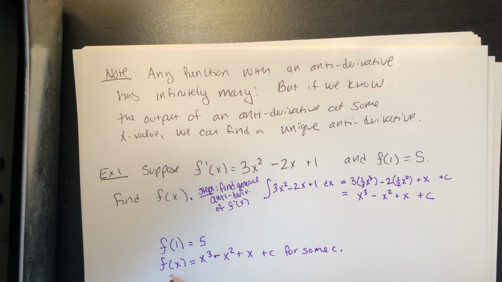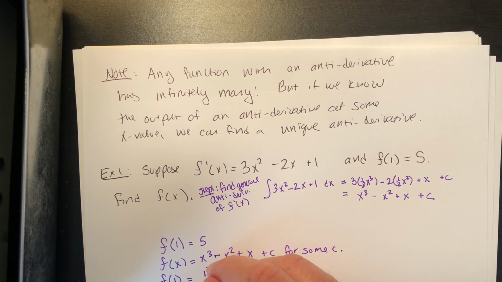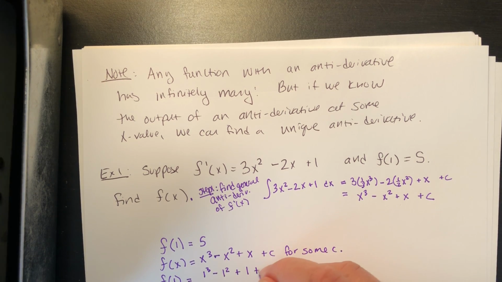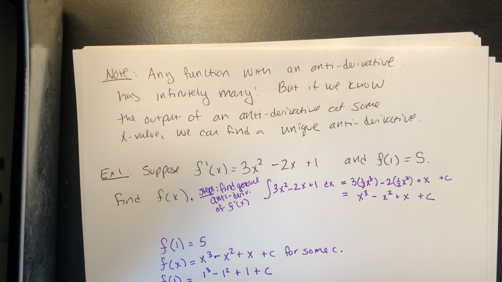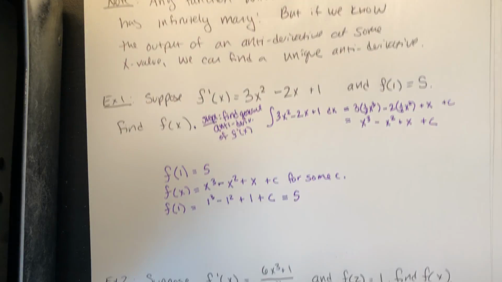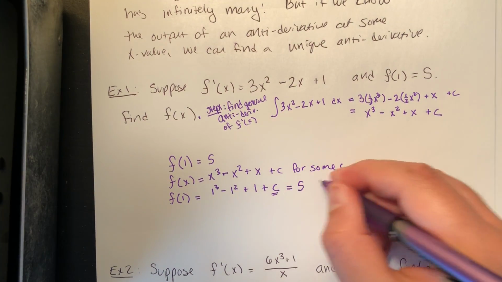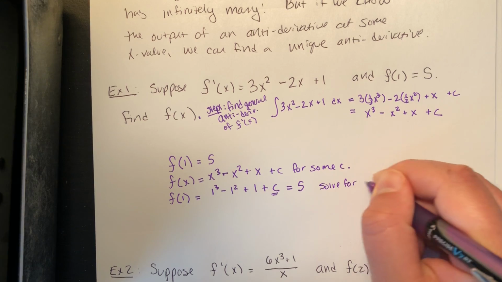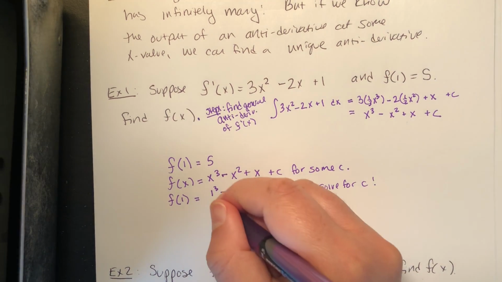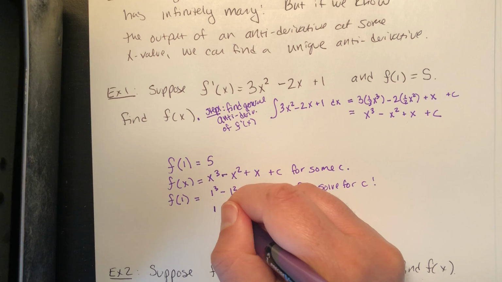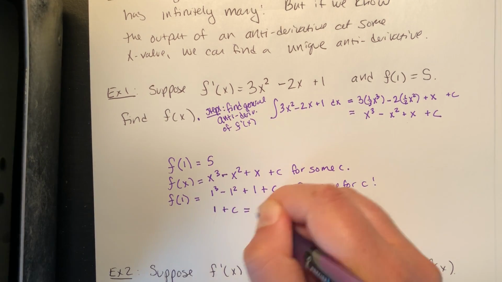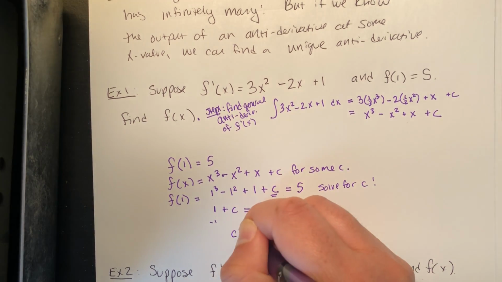So if we were to plug 1 into this function, we get 1 cubed minus 1 squared plus 1 plus c for some c, but we also know that f of 1 is equal to 5. And knowing this allows us to solve for c. We have 1 minus 1 plus 1, that just gives us 1 plus c is equal to 5. And subtracting 1 on each side allows us to conclude that c is equal to 4.